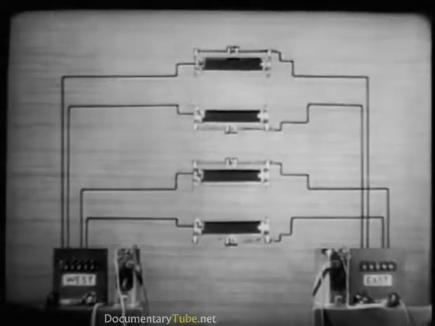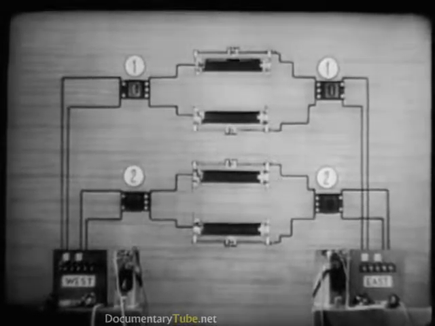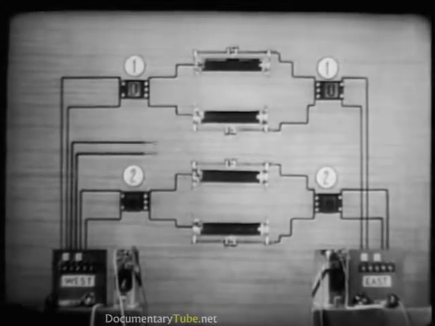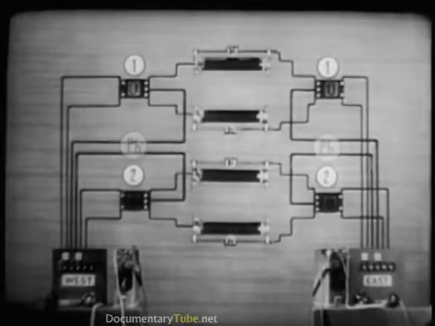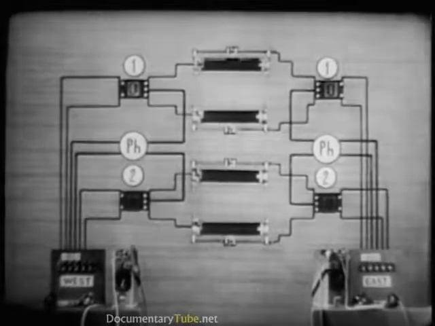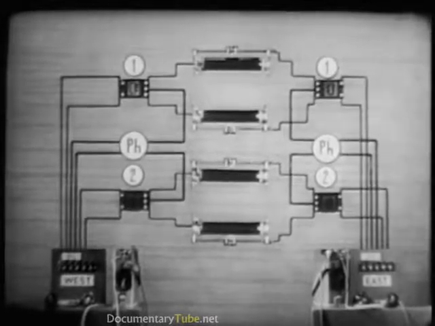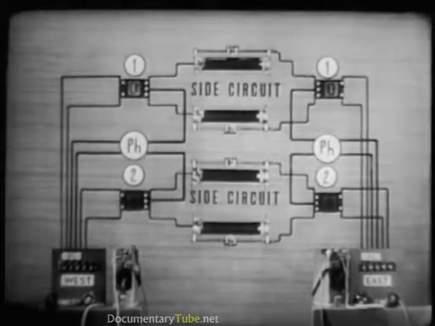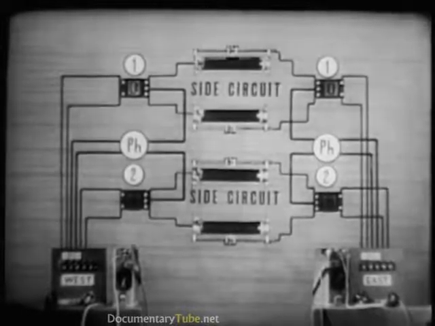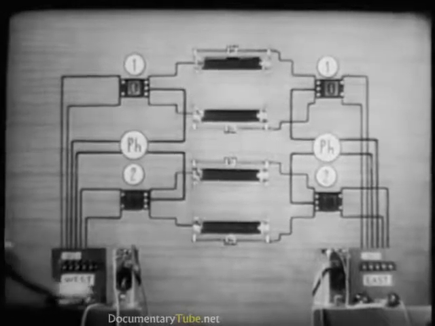The first step is to insert a repeating coil at each end of each line. The phantom may be a telephone or telegraph circuit. We're going to use it for telephone. We now have our phantom circuit. The 2 original circuits are now known as side circuits. Altogether, the 3 circuits form a phantom group. Let's see if they all work.